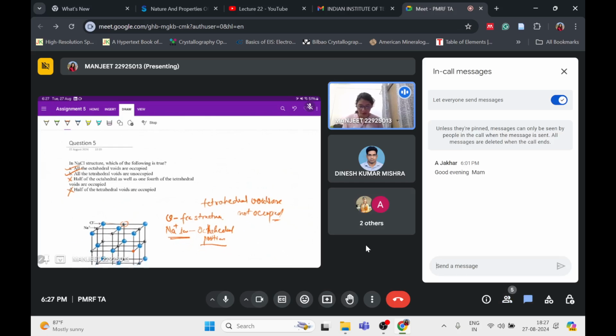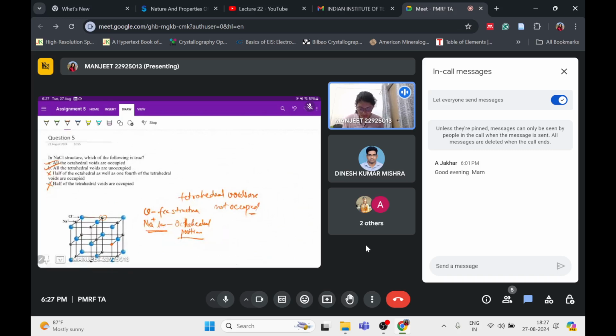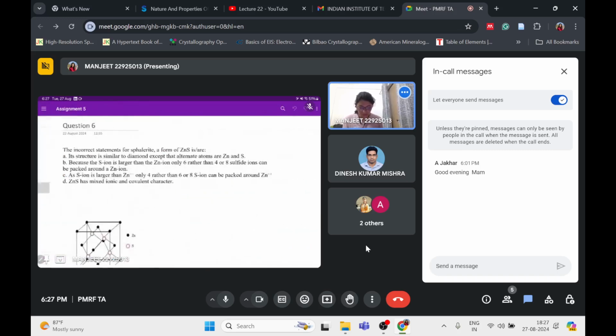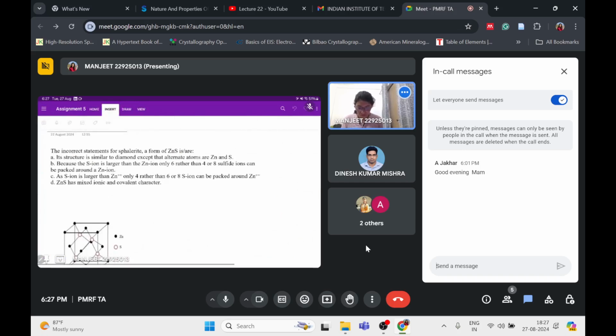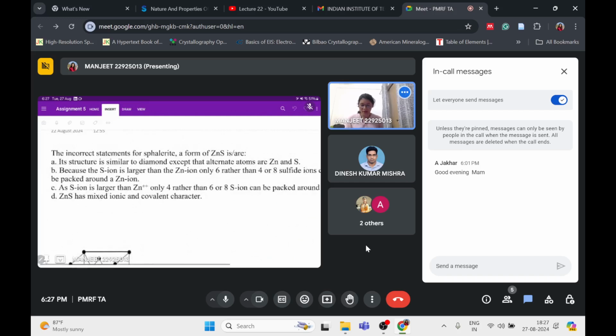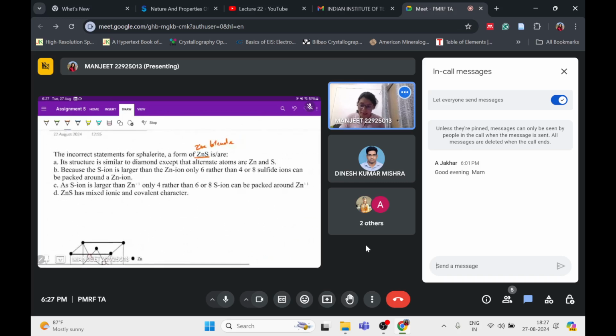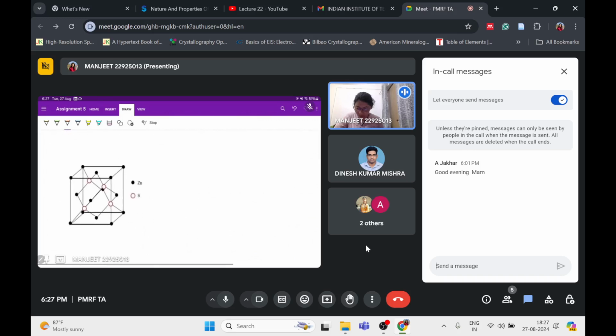No? Okay. Then let's move to question number 6. In question number 6, it is said that we have to find the incorrect statement for sulfide, a form of zinc sulfide that we have already done. This is the zinc blende. We also did this in the last tutorial. The structure we have already discussed. And now we have to find out the incorrect statement for this zinc blende. Okay, so this is the structure for the zinc blende.